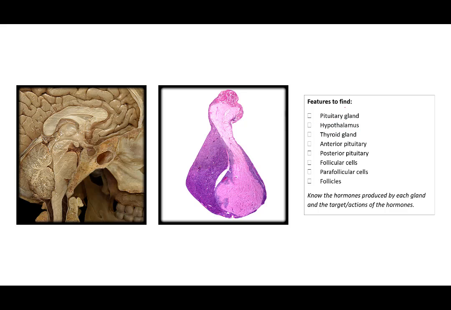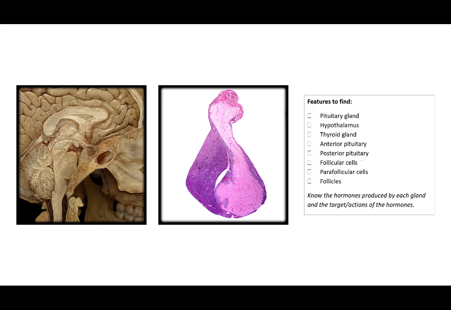You should know the 2 hormones of the posterior pituitary, as well as 6 of the 7 hormones of the anterior pituitary. Not only should you know their hormones, but you should know what they do.